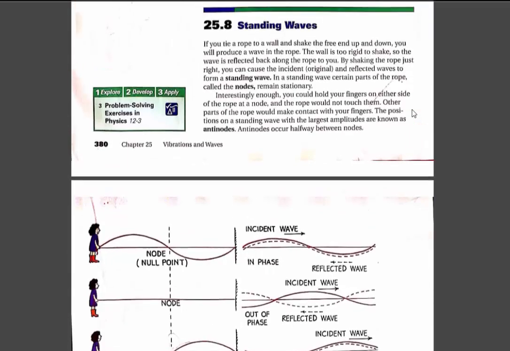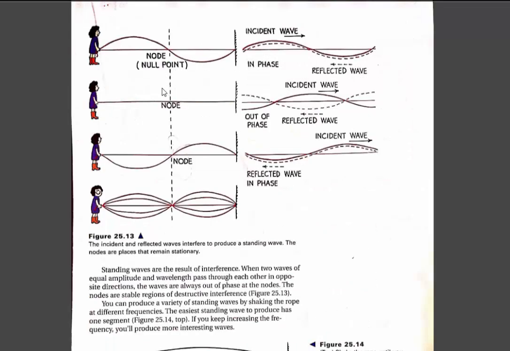Here's a comment from Mr. H. The nodes are where no vibration occurs, and then the antinodes are the opposite, where the biggest vibration occurs. So let's look at the figure 25.13.